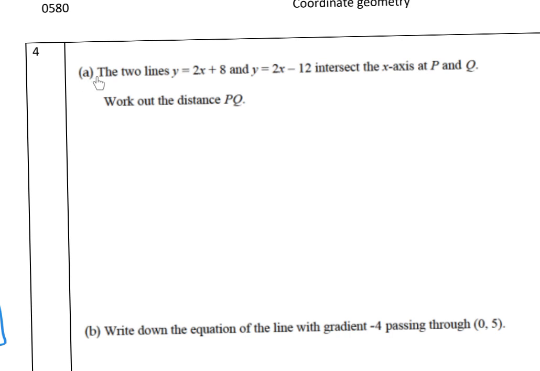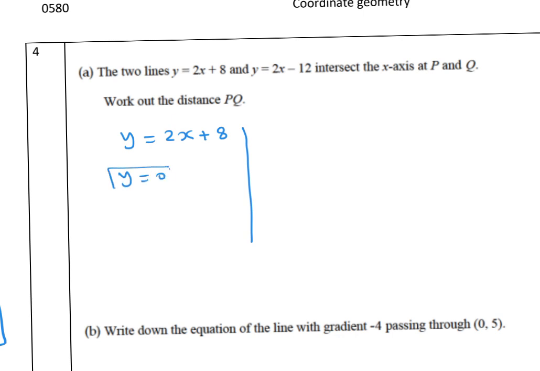Number 4. The two lines y equals 2x plus 8 and y equals 2x minus 12 intersect the x-axis at P and Q. Work out the distance PQ. Okay, so for the first line, y equals 2x plus 8, to find the intersection with the x-axis, any point that belongs to the x-axis has y equals 0.